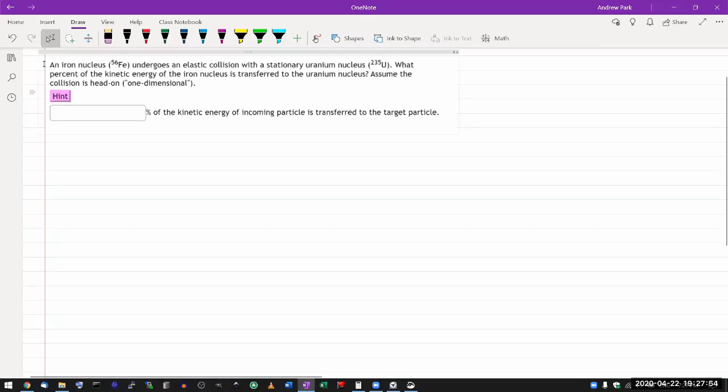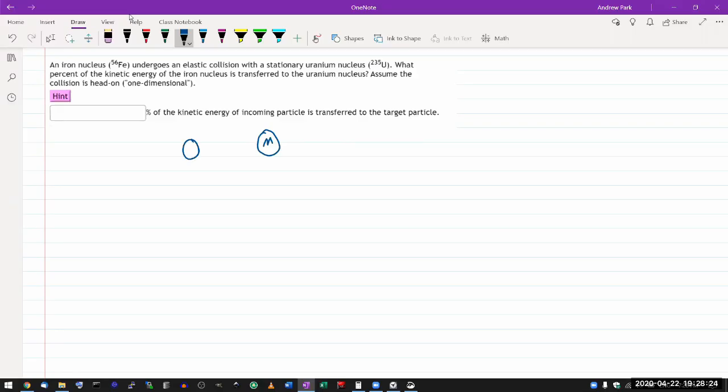The question says, an iron nucleus undergoes an elastic collision with a stationary uranium nucleus. So for the purpose of setting up the question, all the nuclear stuff, I don't really care. What matters is you have two masses that are colliding. So you have a target mass. Oops, why is that so thick? You have a target mass. Let me use capital M for that. And you have an incoming mass. Let me use lowercase m for that. Without the driver, it's a little bit awkward.